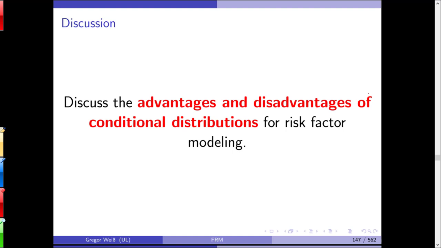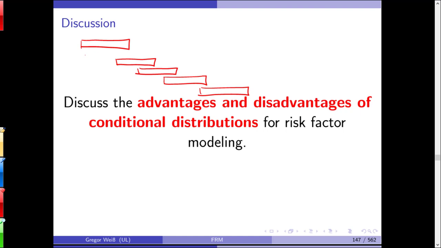Assume you are estimating a conditional model. The problem might at some point be that, for example, I showed you this idea that you're using rolling windows to estimate mu 1, mu 2, mu 3, mu 4, and so on. The problem is, you could also do the following.